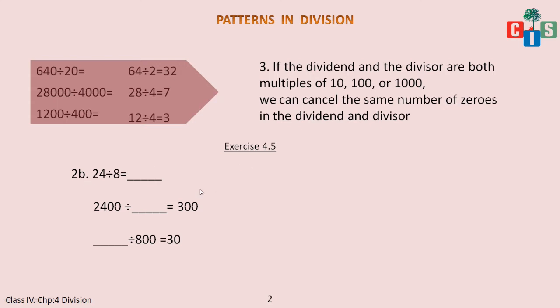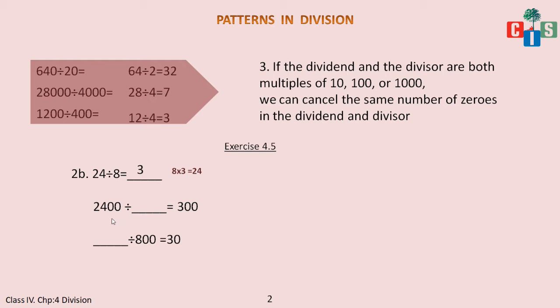That is, if you add 8 three times, you have 24. So my answer here will be 3, as 8 threes are 24. Okay. Now in the second example, we have 0 in the dividend and zeros in the quotient.